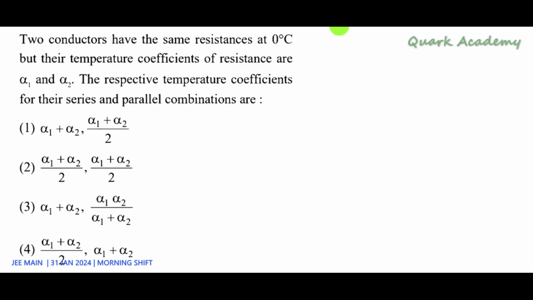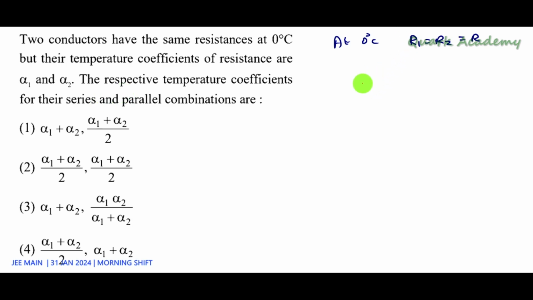There are two conductors. They have the same resistance at 0 degrees Celsius. So at 0 degrees Celsius, R1 is equal to R2. Let's consider it as R. Now we need to find the temperature coefficients of them when they are connected in series and parallel. Their individual temperature coefficients are given, that is alpha 1 and alpha 2.